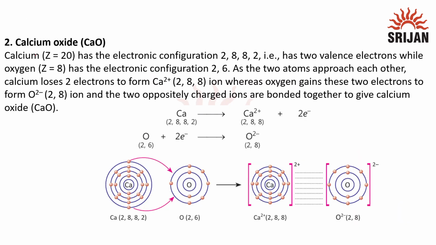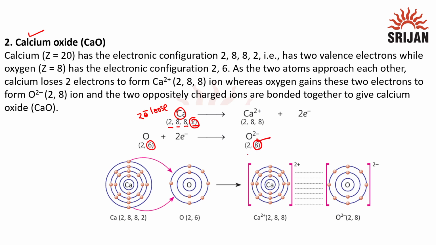Now moving ahead towards calcium oxide. Similarly, calcium has the electronic configuration 2, 8, 8 and 2. That means it has 2 valence shell electrons while oxygen has 6 valence shell electrons. So in this we can see calcium tends to lose these 2 electrons while oxygen tends to gain 2 electrons to become stable and complete its octet, right.